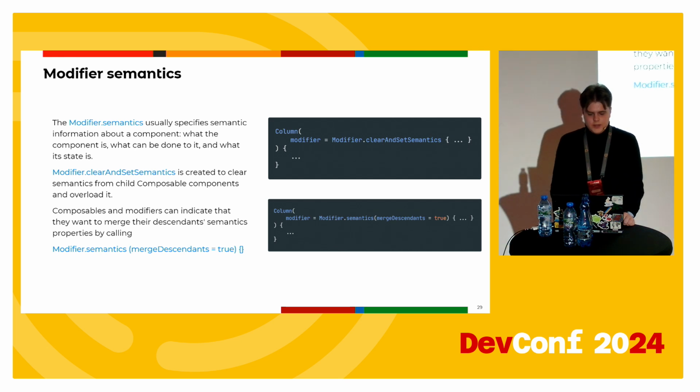The Modifier.semantics usually specifies semantics information about the component: what the component is, what is done to it, and what its state is. Modifier.clearAndSetSemantics is created to clear semantics from the child composables and override them. Composables and modifiers can indicate that they want to merge their semantics by setting the mergeDescendants property to true.